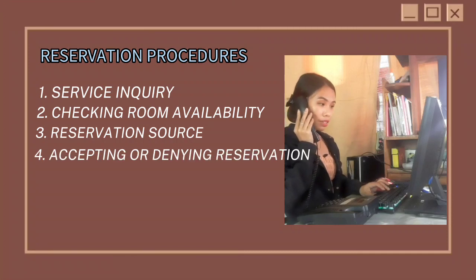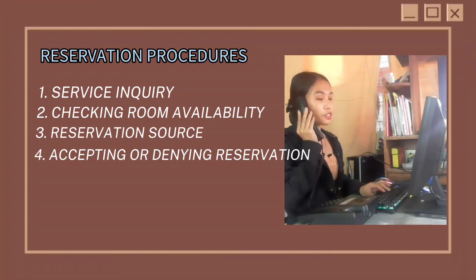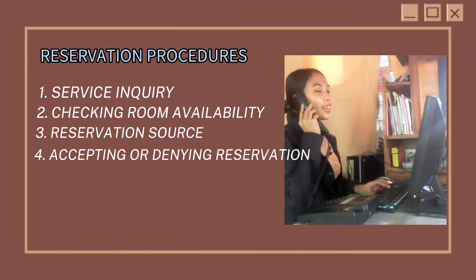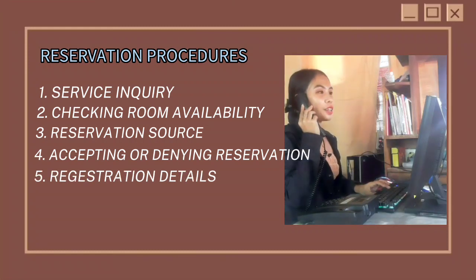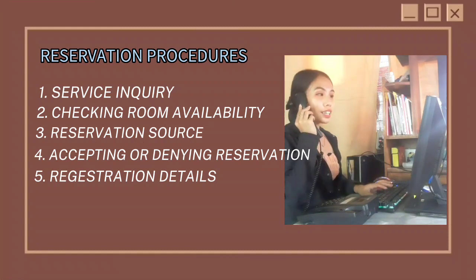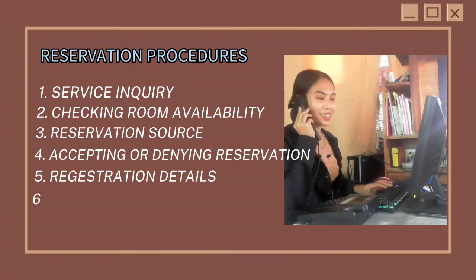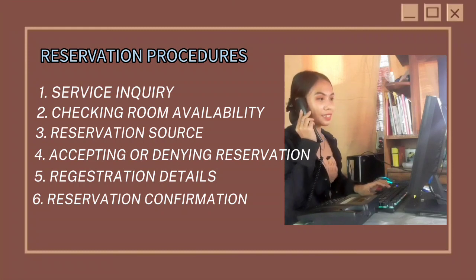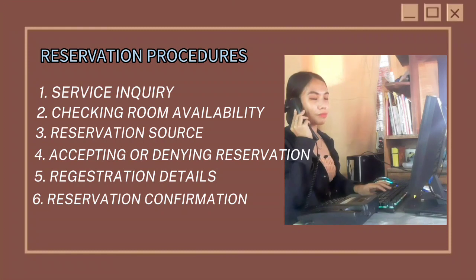Fourth, accepting or denying reservation. Accepting is when there is an available room, and denying if there is no available room for the guest or the requested date. You may also ask the guest if the date they would like to make the reservation is fixed or flexible, or you can offer another option. Fifth, registration details. You will get all the information of the guest, then encode it to the system. Lastly, reservation confirmation. After you get all the information and the requirements of the guest, you confirm the reservation and how to settle their payment.